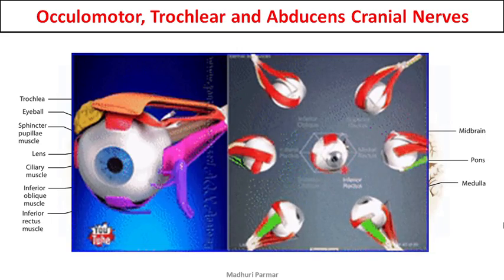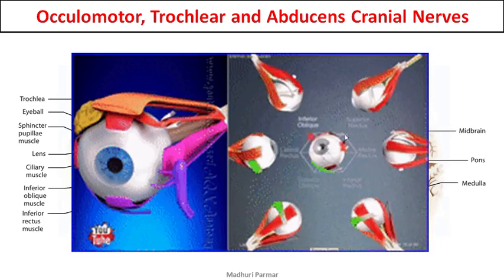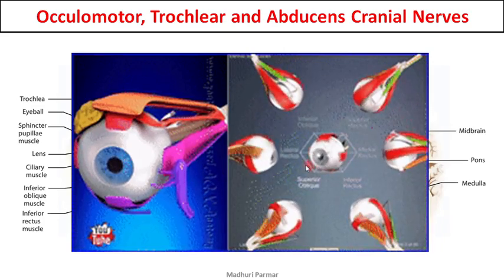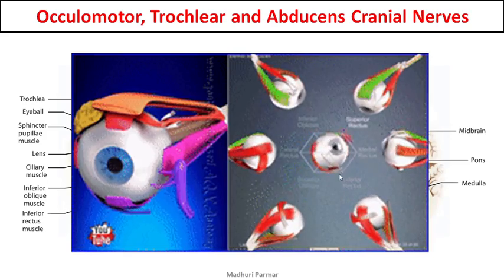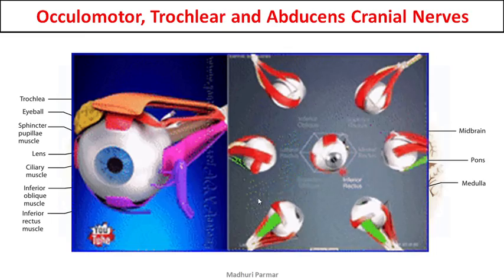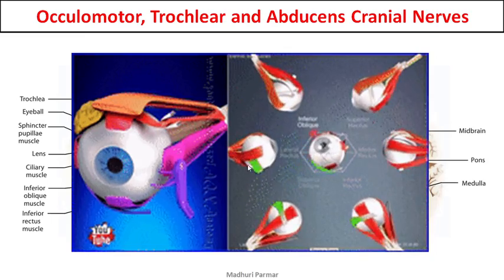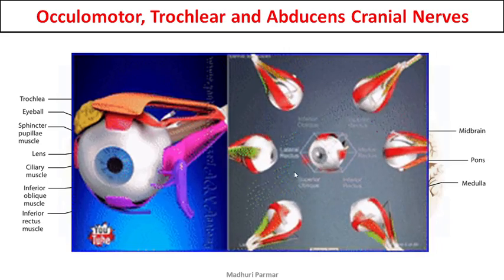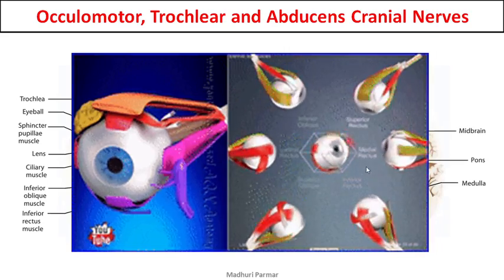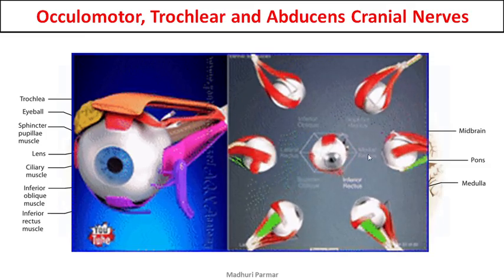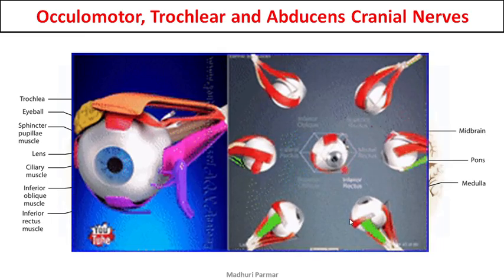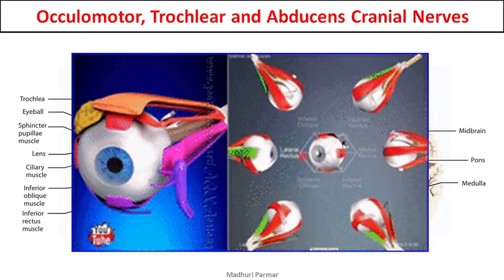And this is what it looks like. It is a very blurred picture, but you can see these are different muscles from front view, and this is your eyeball moving in all directions. Wherever you are seeing the green colored, that means that muscle is active in the movement of this eye. So if you want to have this rotational movement of the eye, all of these 3 nerves are very important: oculomotor, trochlear, and abducens.